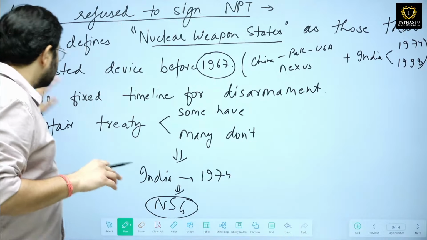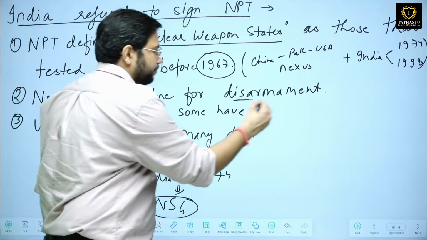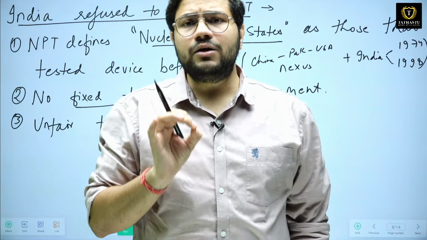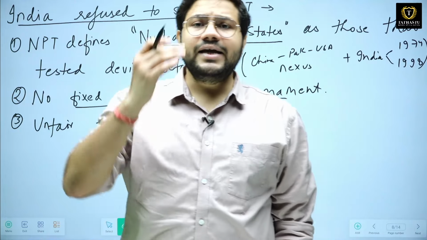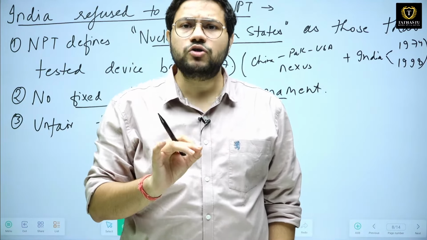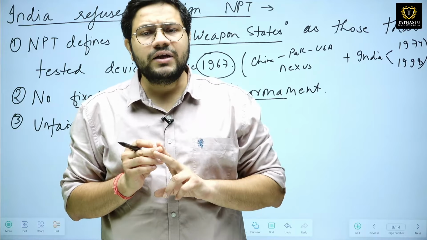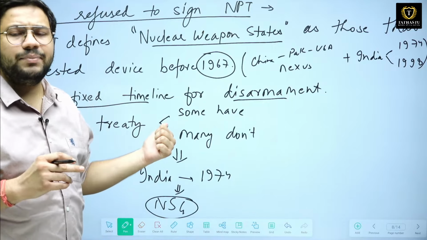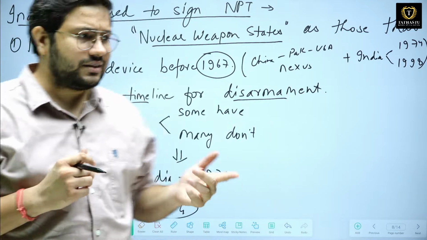Now, the second important thing is that there was no fixed timeline for disarmament. India since the start has been trying to persuade the world for disarmament. Since the start, Indian foreign policy has gone for disarmament, but unfortunately the reluctance of the Western countries to give up their arms became another reason why India did not sign NPT, and later on in 1974 we went for our first nuclear test.